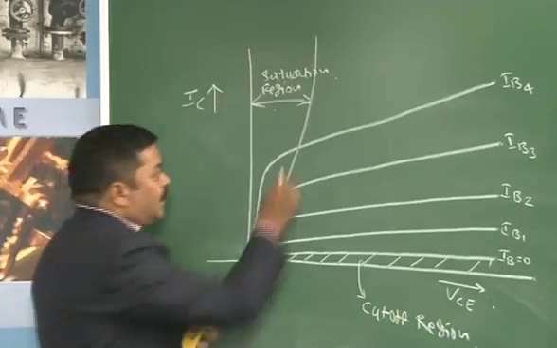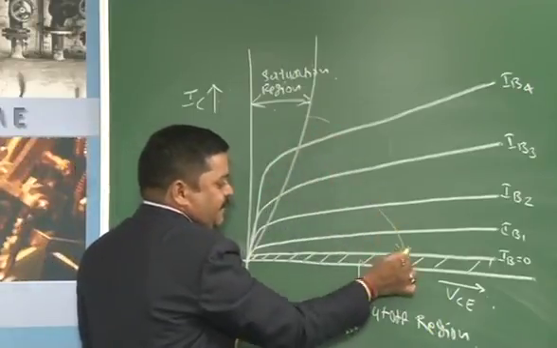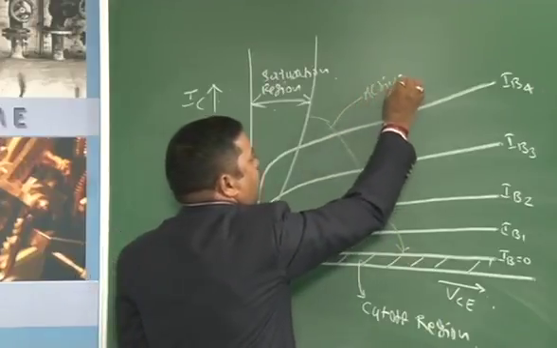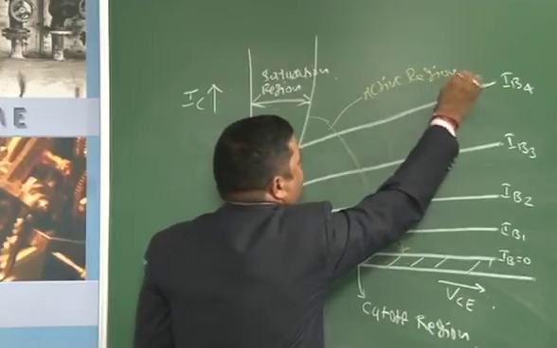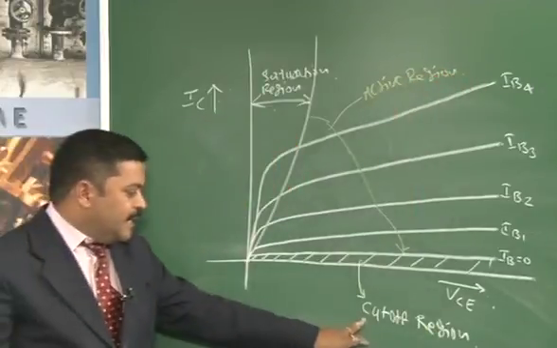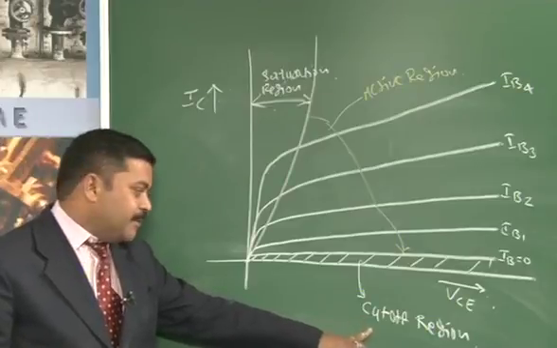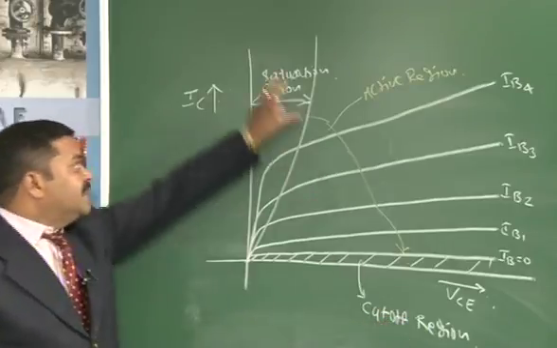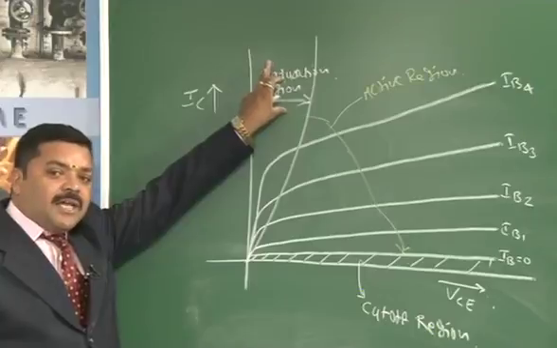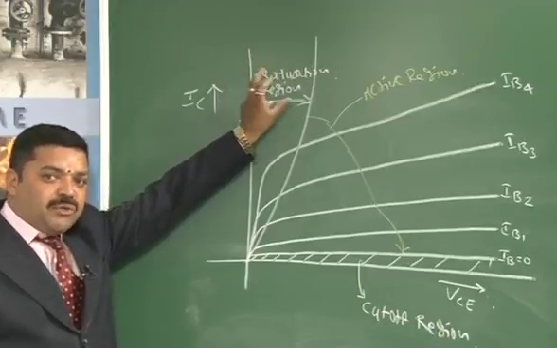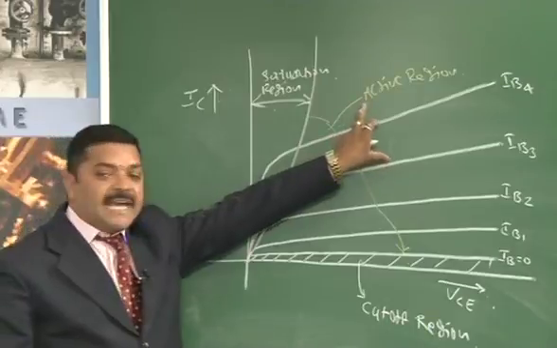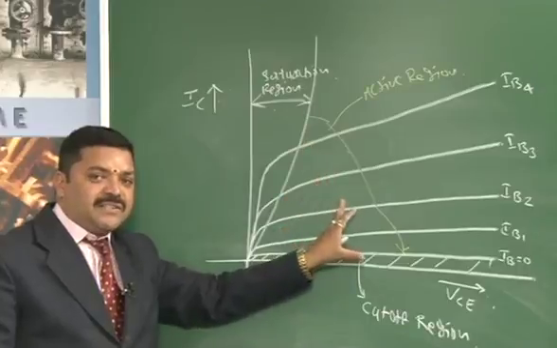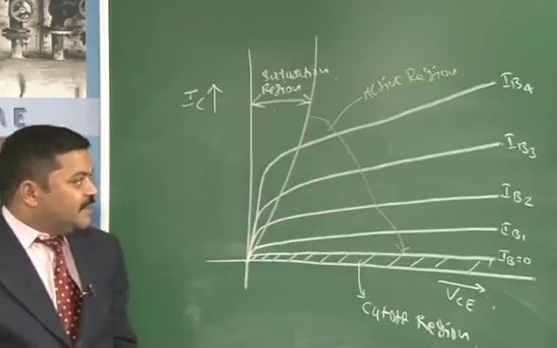And this region between the saturation and the cutoff is called the active region. We have already discussed what the cutoff region is. In this region, the emitter base junction and collector base junction both are reverse biased, and the saturation region is a region wherein the emitter base junction and the collector base junction both are forward biased. In this active region, the emitter base junction is always forward biased and the collector base junction is always reverse biased.